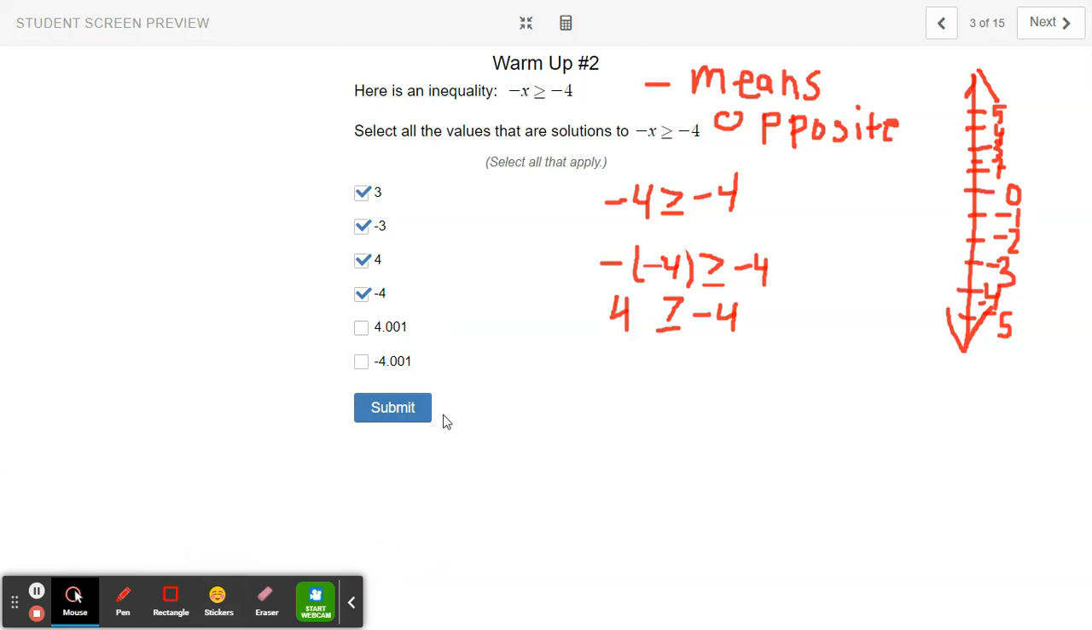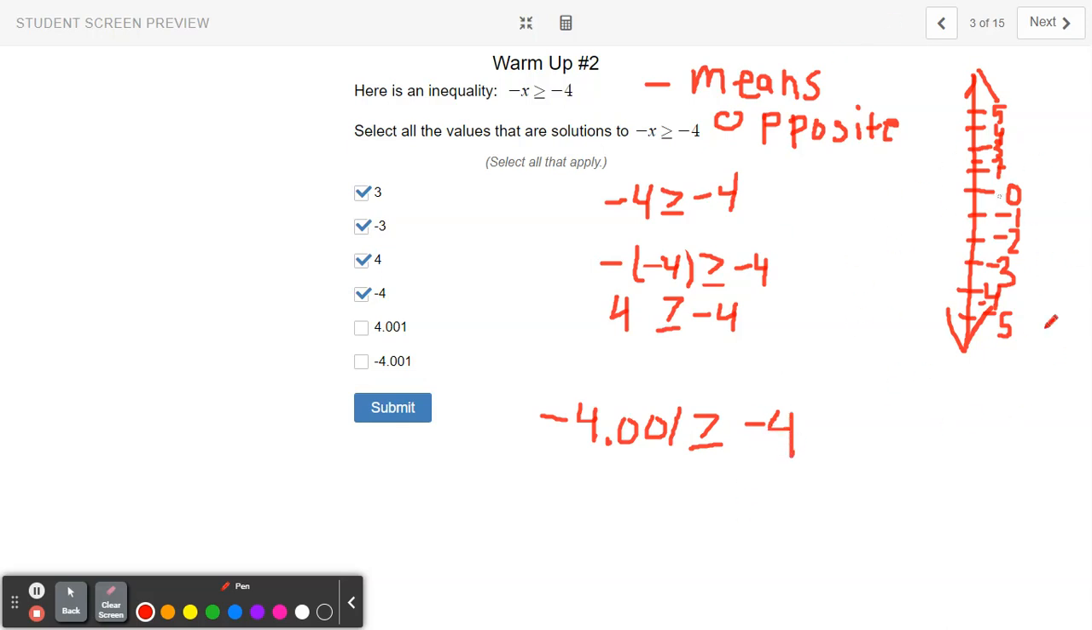Now, the next ones are interesting because they're very close to the ones we just did, but not quite. So let's look at this one. So we're going to put in 4, and that would be tenths, hundredths, thousandths. So this is 4 and 1,000th for x. So it would be negative 4.001 is greater than or equal to negative 4, right?